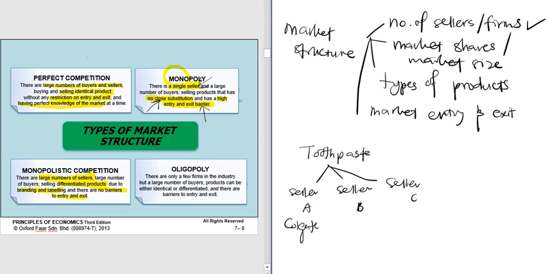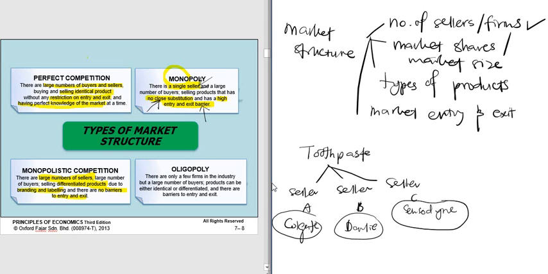For example, seller A is selling a brand, let's say Colgate. Seller B sells toothpaste from the brand Darlie, and another one is, let's say, Sensodyne. These are the only three toothpaste brands that I know, so I'm going to use these as examples. They sell the same product, toothpaste, but they can put different brands on the product, and consumers can differentiate. They can also put different prices on their product, depending on the branding and labeling.